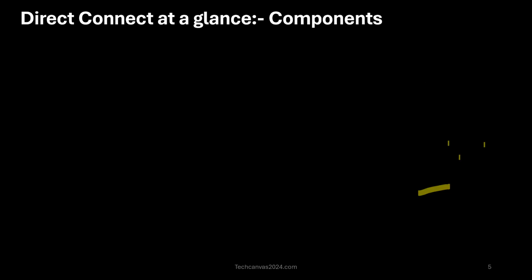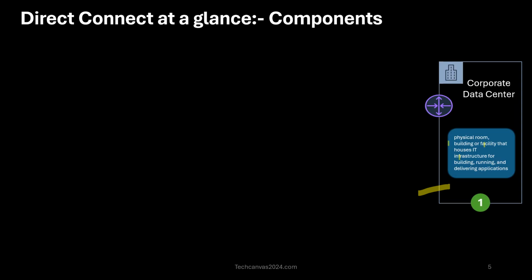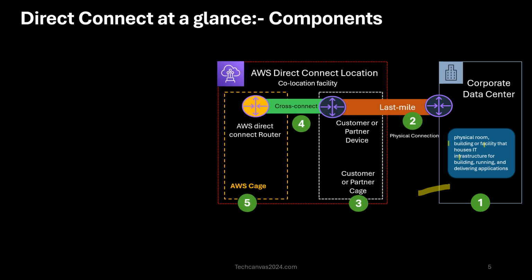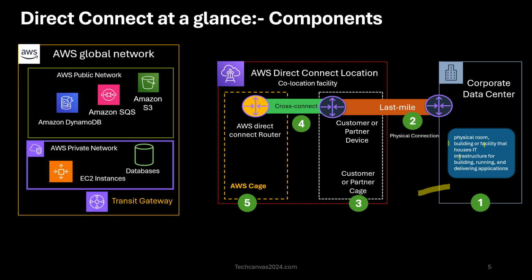So what are the different components of Direct Connect? In a Direct Connect architecture, you have certain components. First component is the corporate data center. I will explain what the corporate data center is. Then you have the AWS Direct Connect locations, right? And then on the left hand side, you have the AWS Global Network.